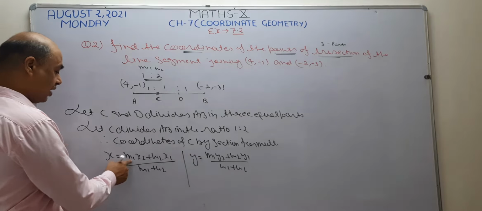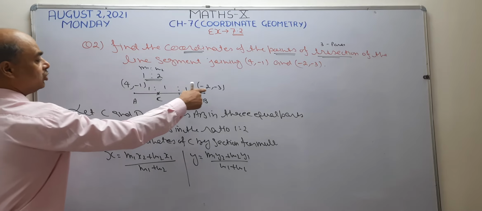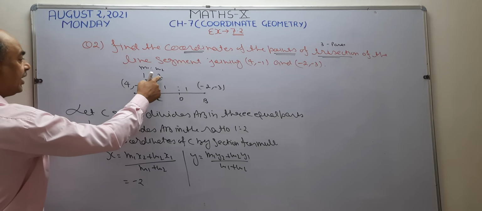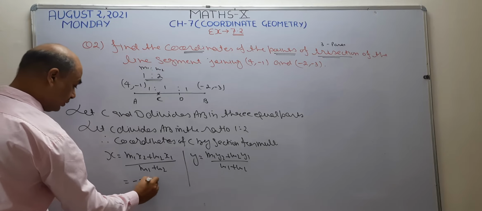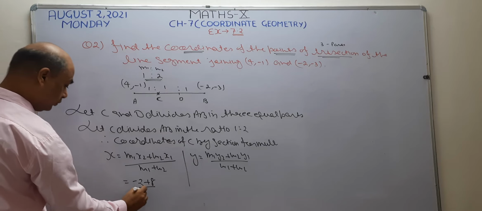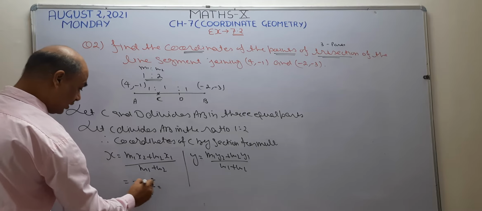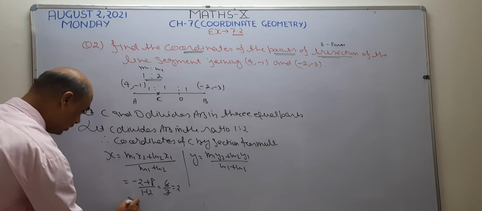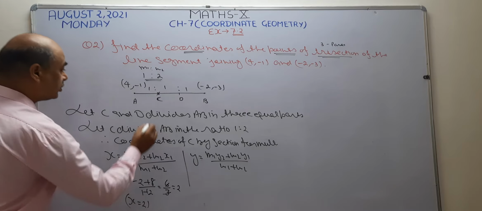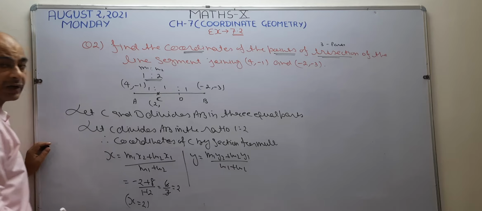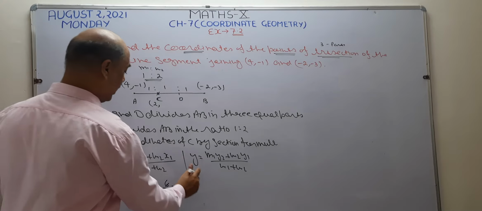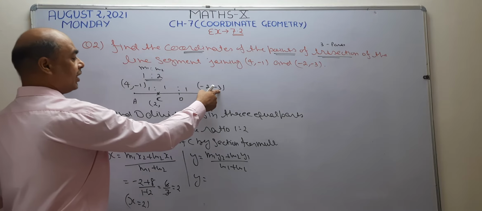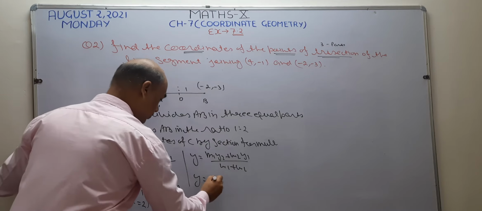Now the formula says M1 x2, so this is your M1 and this is your x2. So 1 into minus 2 becomes minus 2. After that 2 into 4 becomes 8, upon 1 plus 2. So this becomes 8 minus 2, 6, upon 3. 3 2s are 6. So the coordinate of x becomes 2. So the first coordinate of C is 2. Okay. Now I'm going to check the value of y. M1 y2, this is your M1 and this is your y2. So 1 into minus 3, minus 3.